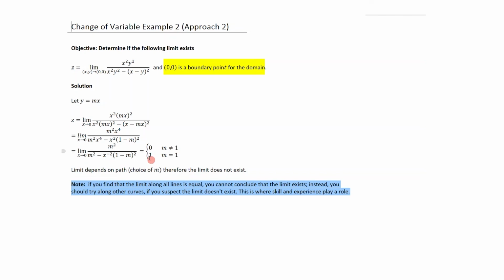Well, we know this by the 2-path test, that if the limits are different, then essentially the limit does not exist. Just a general note, if you find that the limit along all lines is equal, you cannot conclude that the limit exists. Instead, you should try along other curves if you suspect the limit doesn't exist. This is where the skill and experience play a role. Here we just chose 2 tests, and that was enough to convince us that the limit did not exist.